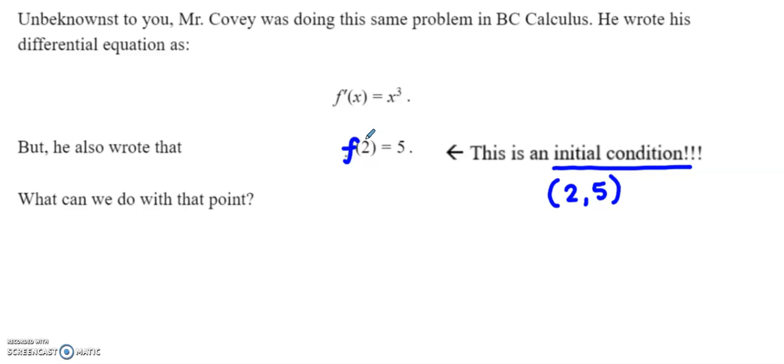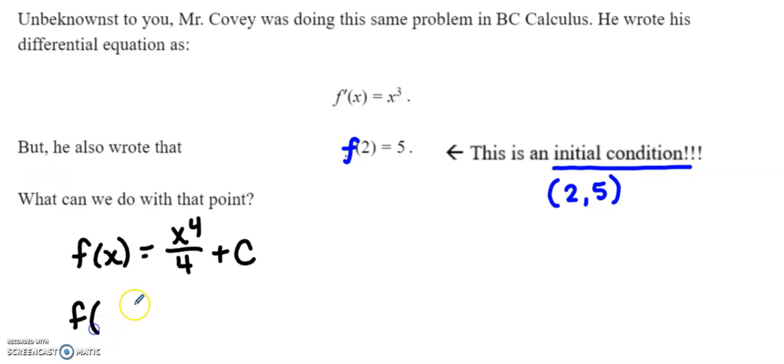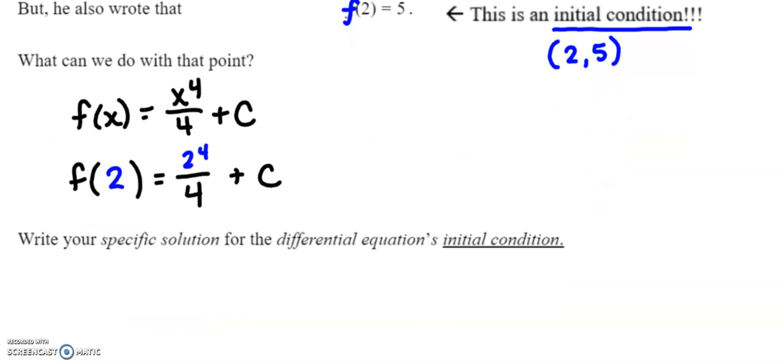Well, what can we do? We can use that to help us find our plus c. So we know that our differential equation was x to the third, which means that our f of x was x to the fourth over 4 plus c. Well, now I know that f of 2 is going to be 2 to the fourth over 4. Well, 2 to the fourth is 16, divided by 4 is 4.